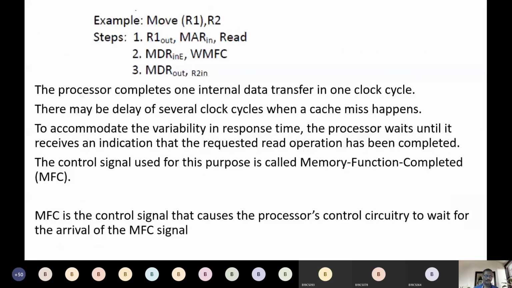Okay, so we will end here and we will go with the attendance part. Let me note the attendance. I want you to try to understand how the control signals work, the R in, R out, MDR in, MDR out, and so on.